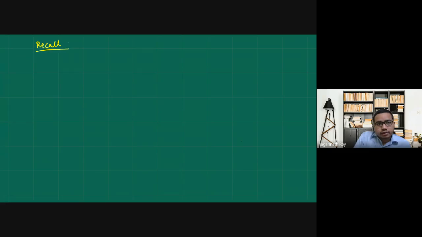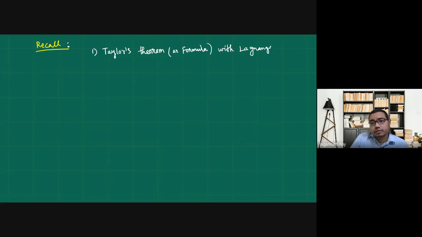So let us recall, in the last class we have discussed Taylor's theorem or formula with Lagrange's and Cauchy's form of remainders.